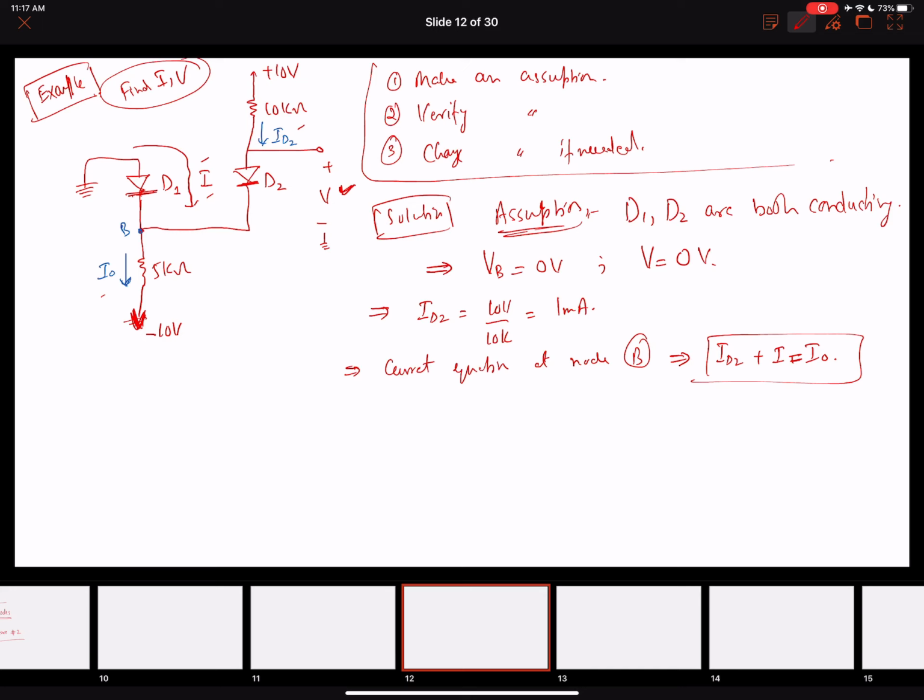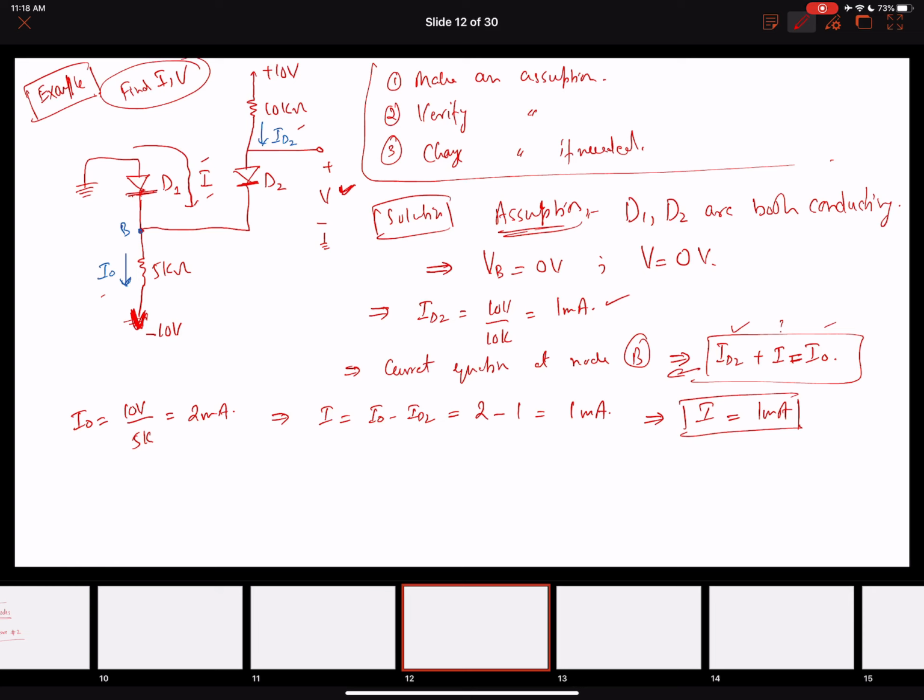All right, I know the value of ID2. I don't know the value of I naught, so let's first find it. I naught is flowing over here, so it will be 10 volts over 5k, 2 milliamperes. So the current I from this equation will be I naught minus ID2. I naught is 2 milliamperes and ID2 is 1 milliampere, so the answer is 1 milliampere. My current I will be 1 milliampere.